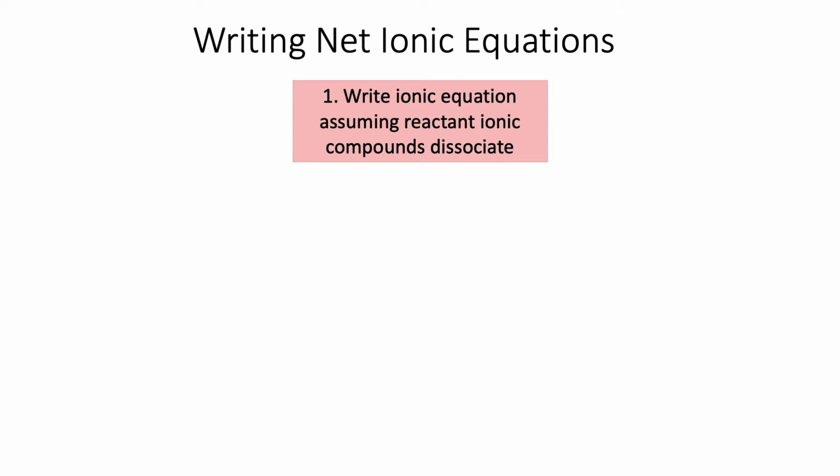I put here a series of steps for writing net ionic equations. In order to write a net ionic equation, you first have to write an ionic equation, and it's also very helpful to write the molecular equation as well. And that's what we're going to be doing for this last part of the video. So to start off, you're going to write the ionic equation, assuming that reactant ionic compounds dissociate. Usually I start off writing the reactant side of the molecular equation, and then I write the reactant side of the ionic equation.